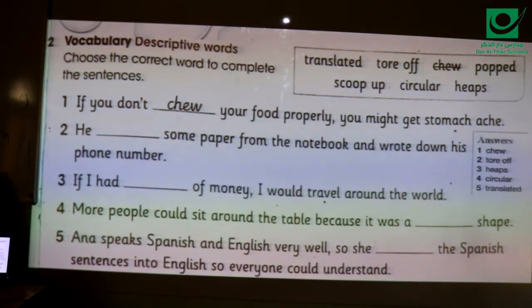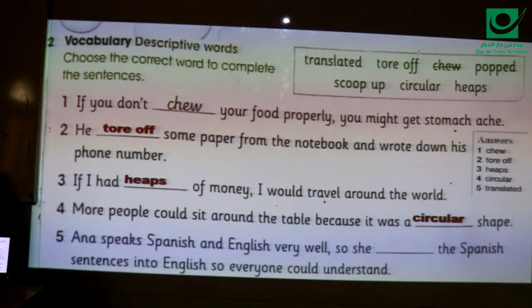Use the words we talked about in the following sentences. Number one, if you don't chew your food properly, you might get a stomach ache. Number two, he tore some paper from the notebook and wrote down his phone number. We say tore off. Number three, if I had heaps of money, I would travel around the world. Number four, more people could sit around the table because it was a circular shape. And number five, Anna speaks Spanish and English very well, so she translated the Spanish sentences into English so everyone could understand.